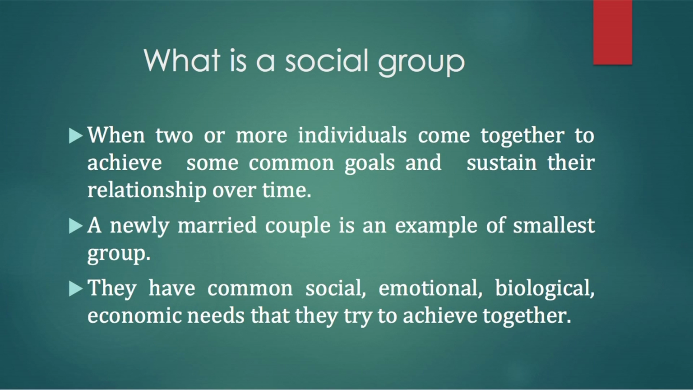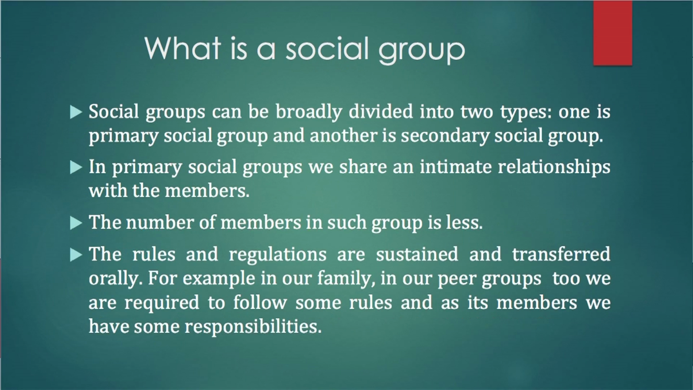When two or more individuals come together to achieve some common goals and sustain their relationship, then we call it a social group. For example, a newly married couple is an example of the smallest social group. They have common social, economic, biological needs that they try to achieve together. Social groups can be broadly divided into two types. One is primary social group and another is secondary social group.